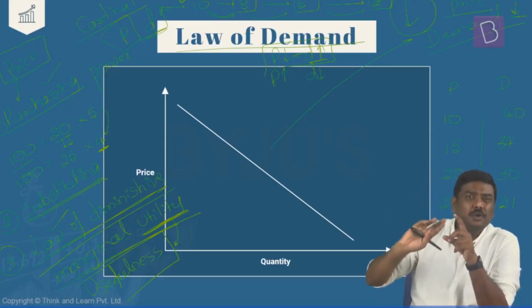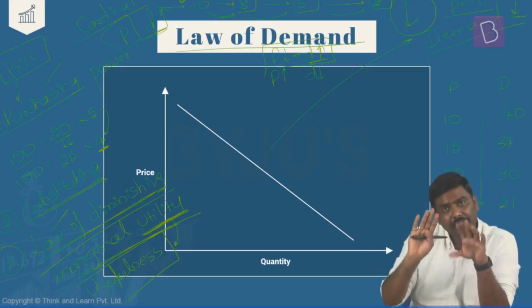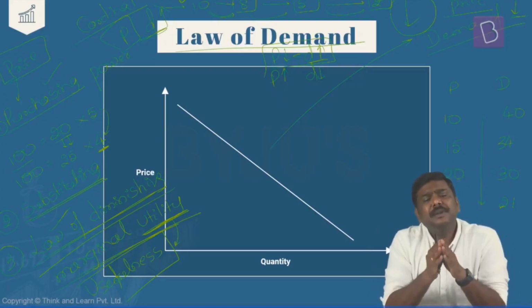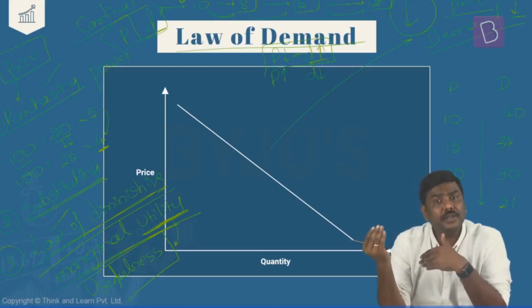So do not go from demand to price. If you know how to write it, use it. Otherwise, simply start from the price, then shift it to the demand.